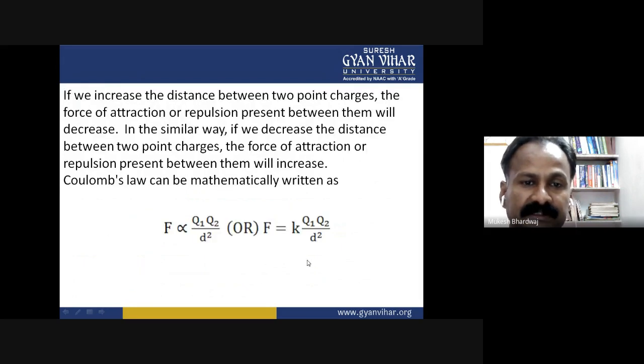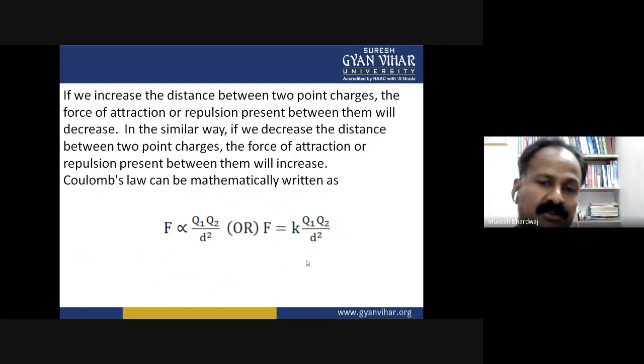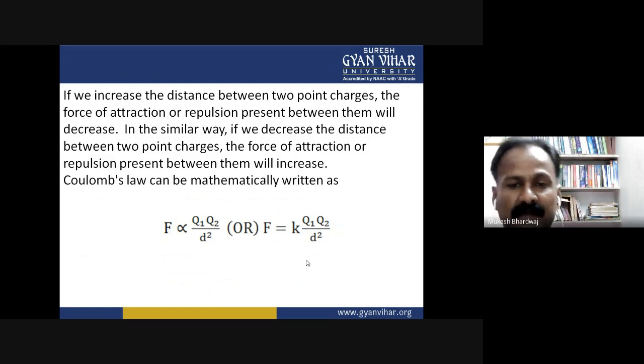If we increase the distance between the two point charges, the force of attraction or repulsion between them will decrease. In a similar way, if we decrease the distance between two point charges, the force of attraction or repulsion between them will increase. Coulomb's law can be mathematically written with the proportionality sign replaced by k, which is known as Coulomb's constant, and its value depends upon the medium.